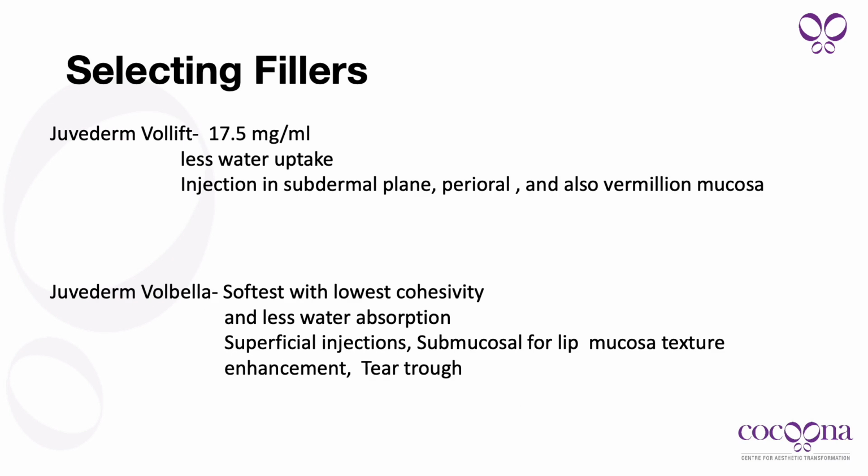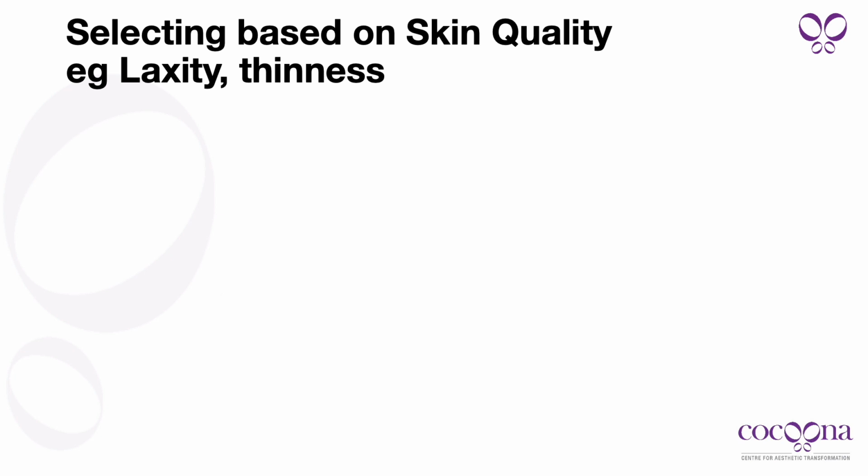So Juvederm Volift, like I said, is 17.5 milligram per ml and has less water uptake. It can be injected in the subdermal plane, perioral areas, and also vermilion mucosa. Juvederm Volbella is the softest with lowest cohesivity and less water absorption. So it's good for all superficial injections, particularly in the lip for submucosal texture improvement, and even for tear trough you can use this. So now let's see how to select.